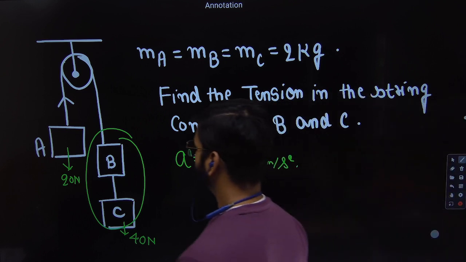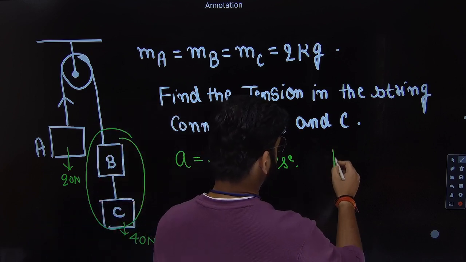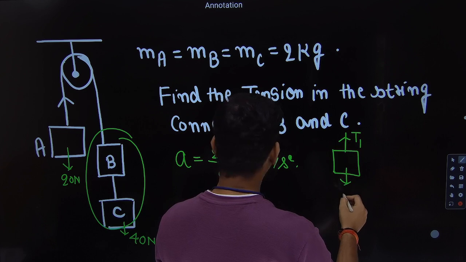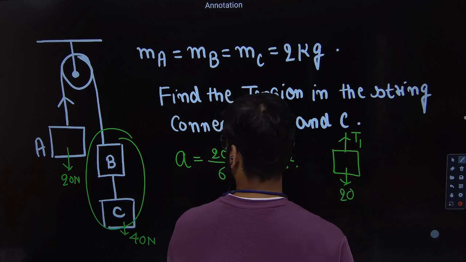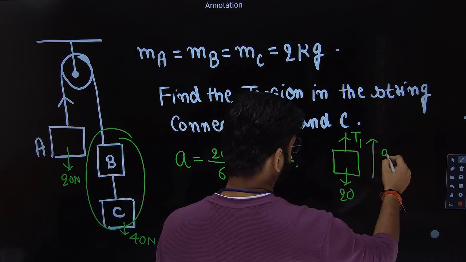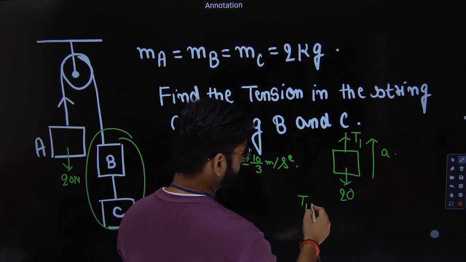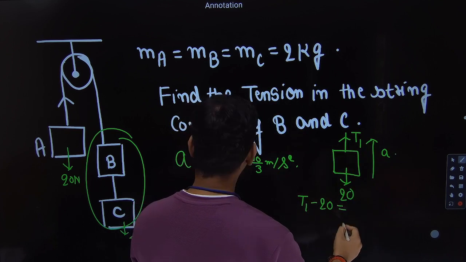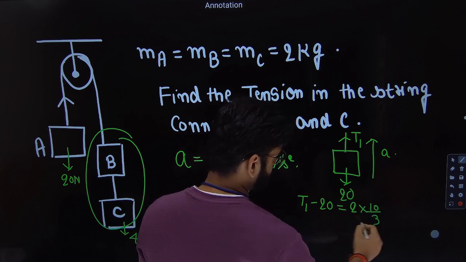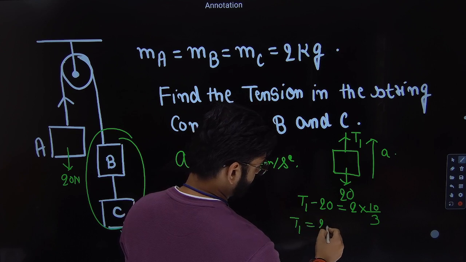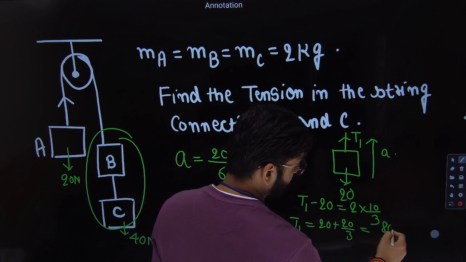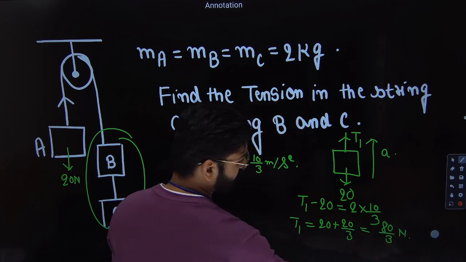Now, draw the free body diagram of A. Tension T1. What is the force? 20. Acceleration up or down? Up. So what will you write? T1 minus 20 equal to, what is the mass? 2, right? 2a. So what is T1 equal to? 20 plus 20 by 3. So how much? 80 by 3 newtons.